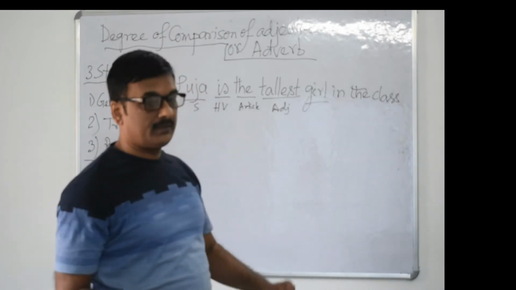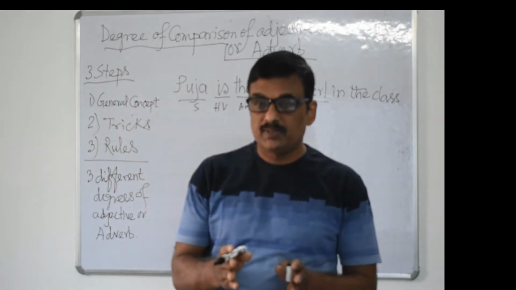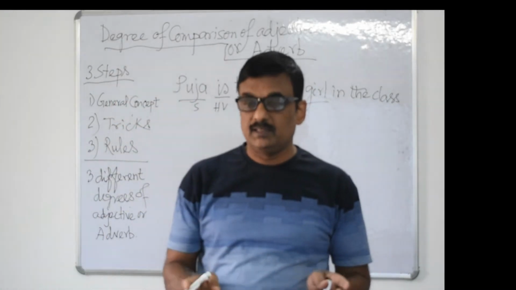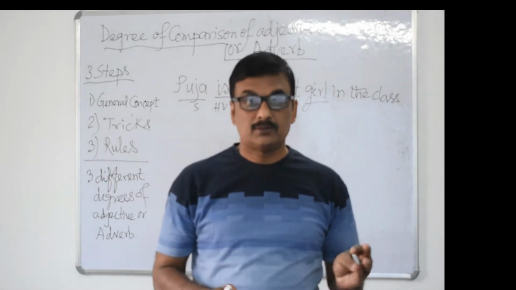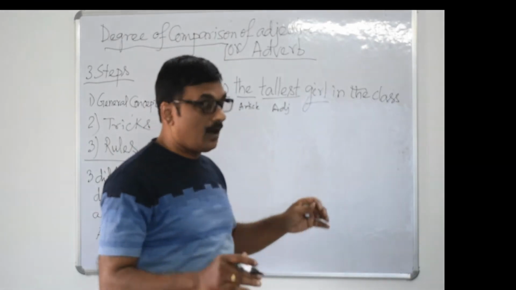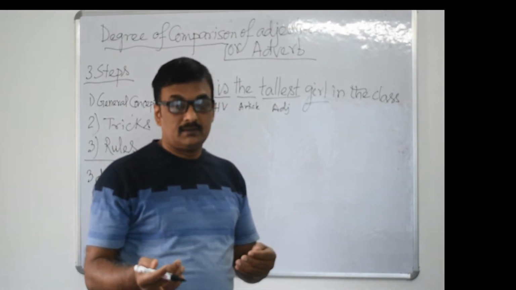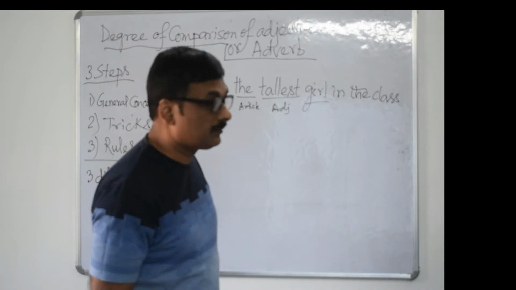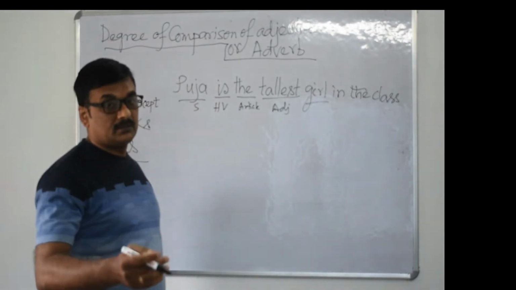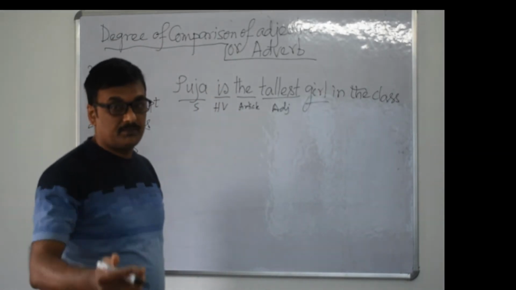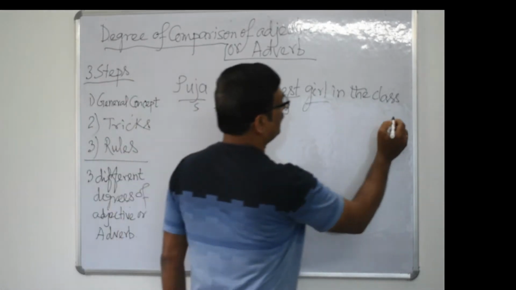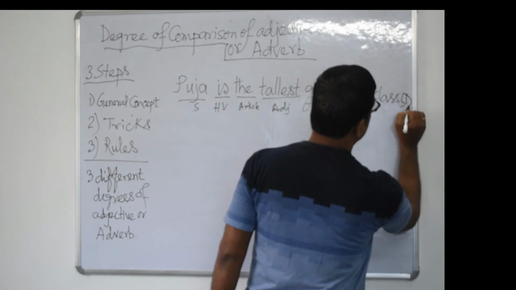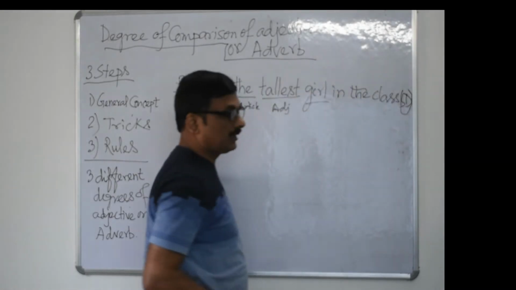This is the superlative degree, as I said. Degree of comparison is of 3 kinds generally: positive, comparative and superlative. So this is the superlative degree, and how to convert into the other 2 degrees, that we will learn. That is my trick to become the champion of degree of comparison. Superlative degree, SD.